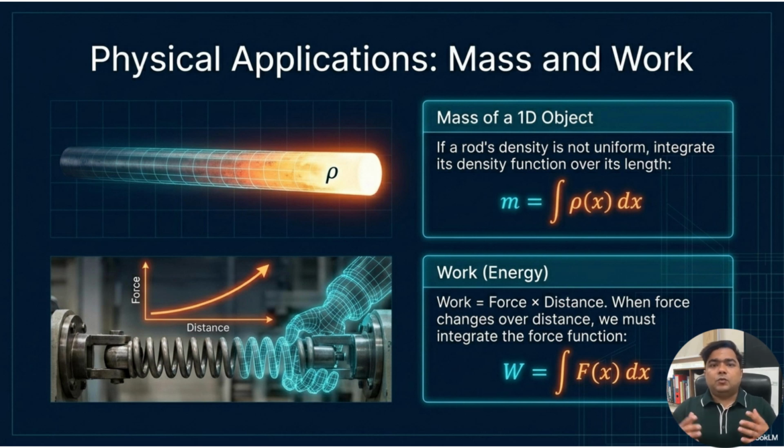Now let us discuss work. If force is constant, work equals force times distance. But if force changes with position, we use integration. The formula is W equals the integral from a to b of f of x dx. Verbally, we say work equals the integral from a to b of the force function f of x with respect to x. This is useful for springs, machines, lifting cables, and any system where force is not constant. So the main message is integration allows us to calculate total physical quantity when the local value changes continuously.